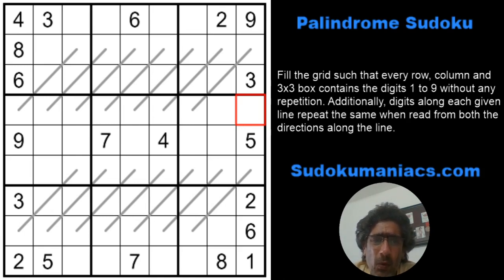So what exactly is a palindrome Sudoku? In Palindrome Sudoku, the rules of classic Sudoku apply, and additionally we see a few lines that are drawn on the grid. What it means is the digits along the line will form a palindrome. That means when you read the digits along the line, they will read the same from either direction. Just like the word mom, M-O-M, whether you read it left to right or right to left, it still reads the same, right? That's the same concept of a palindrome that we are applying to the Sudoku here.